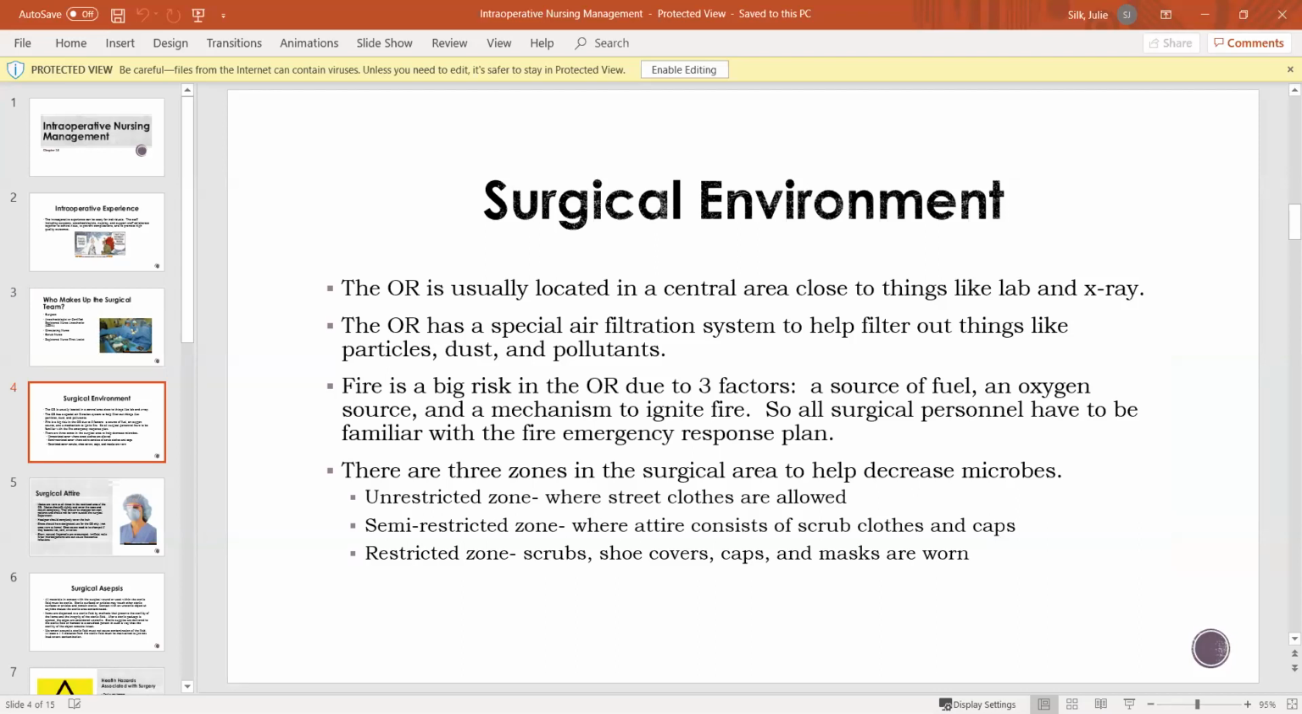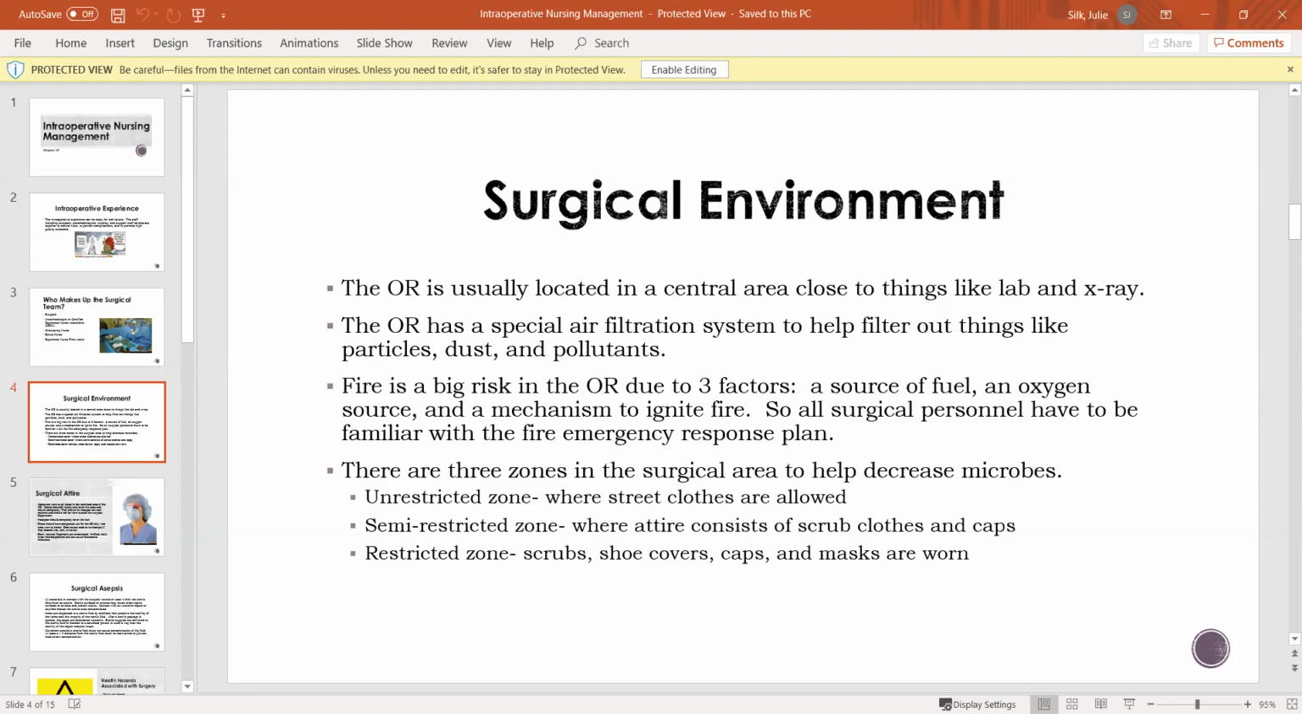I put on here about fire. Fire is a really big risk in the OR because of three things. You have a source of fuel in the OR, you have an oxygen source, and you have a mechanism to ignite fire. So there are fires in the OR. Every so often you'll hear that someone had a fire in there. All surgical personnel have to be familiar with what they need to do for fire safety, and what the emergency response plan would be.